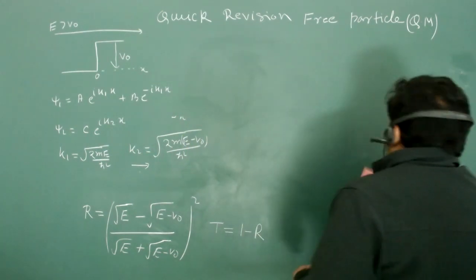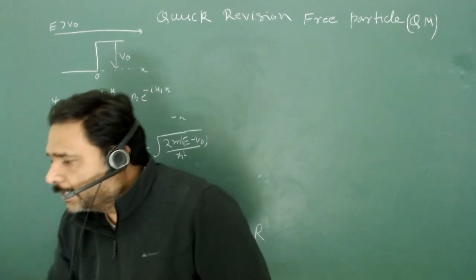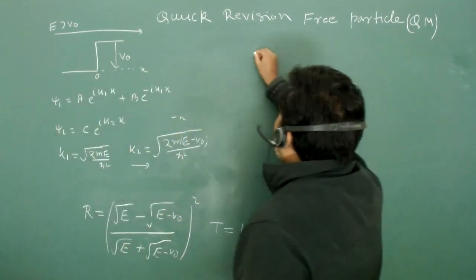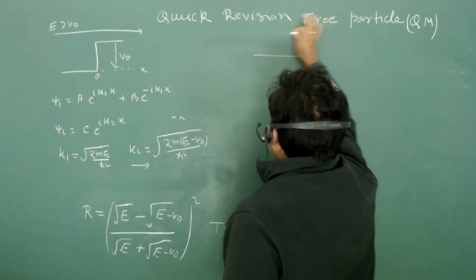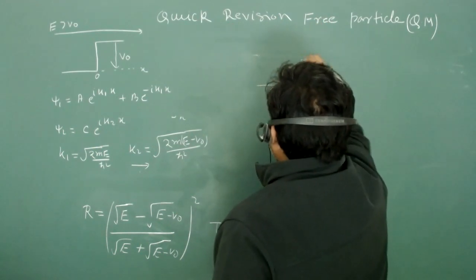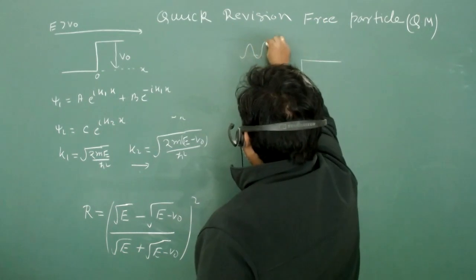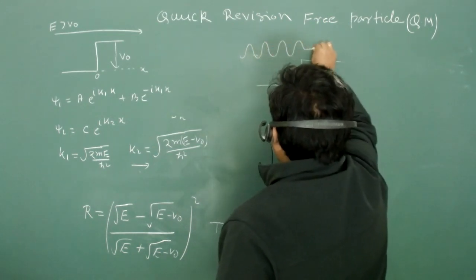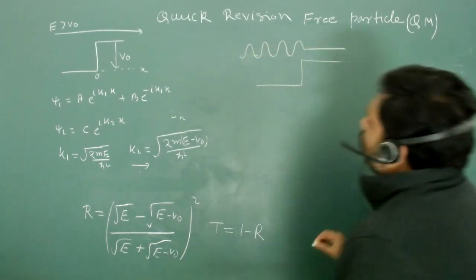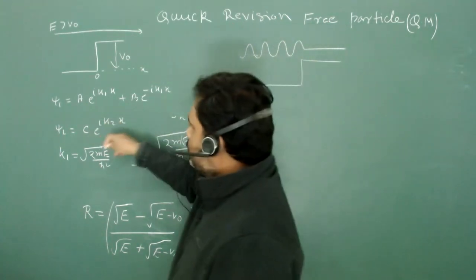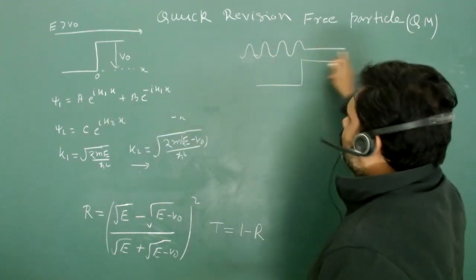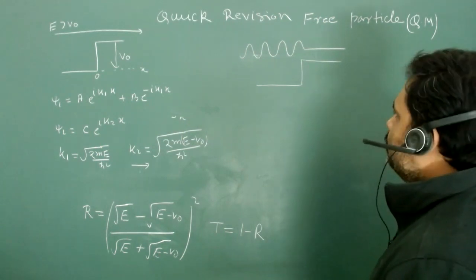So if energy is greater than V naught, suppose this is my potential. Then this is my probability density in this region, and here we have constant probability density, because you have only this wave function, and this will be a sine function. So you should always remember this thing.